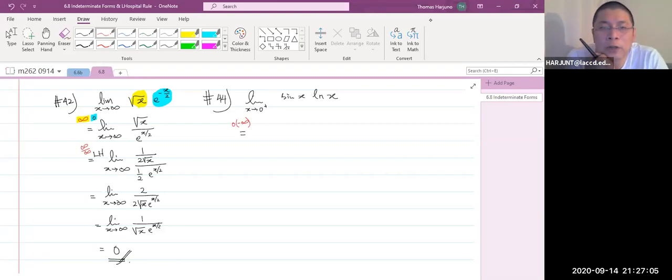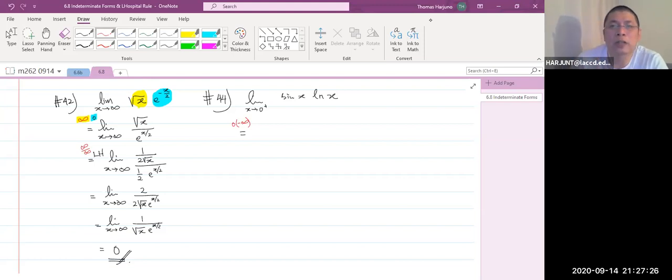Are you allowed to differentiate the original function for L'Hopital, or do you have to use the manipulated one that gives 0 over 0? You need to use the manipulated one in the indeterminate form, 0 over 0 or infinity over infinity. Then you can apply L'Hopital rule.